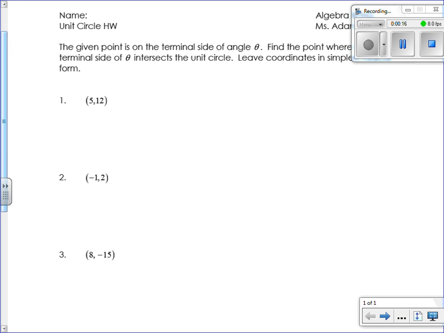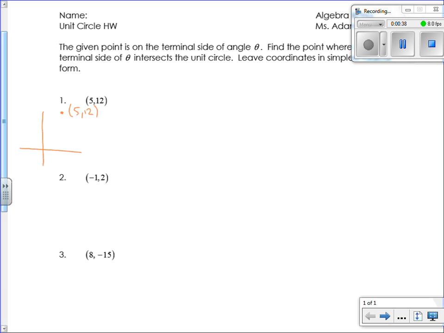So let's look. We want to find the point on the terminal side of theta where this intersects the unit circle. So for number one, we're at the point (5, 12), and it might be helpful to draw in a rough sketch. So the point (5, 12) is somewhere over here.